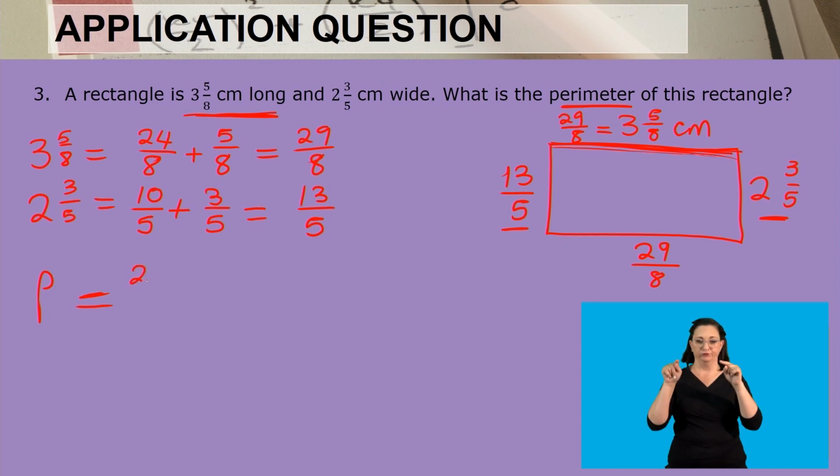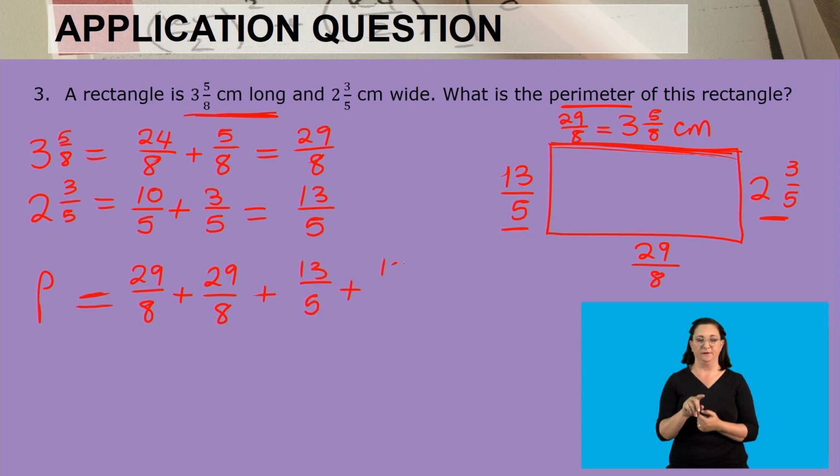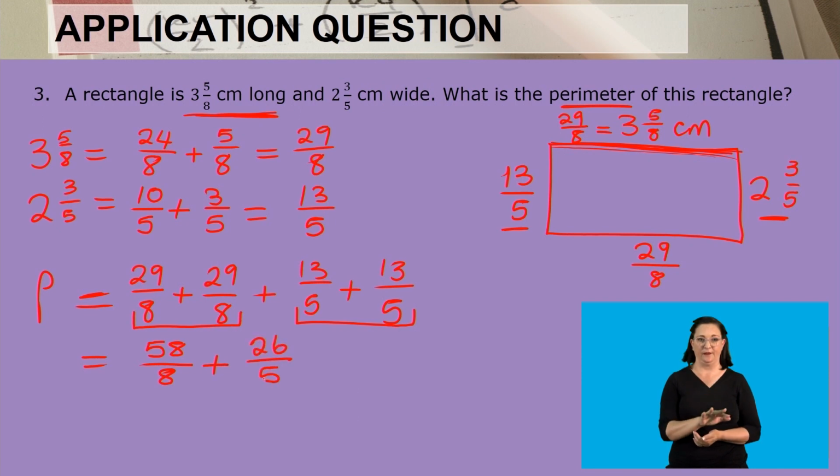So that is going to be 29/8 plus another 29/8, and we are going to add 13/5 plus another 13/5. The ones that have the same denominator, I'm just going to add them together. So 29/8 plus 29/8 gives us a total of 58/8. And we are adding this to 26/5. Now we are working with two fractions that do not have the same denominator.